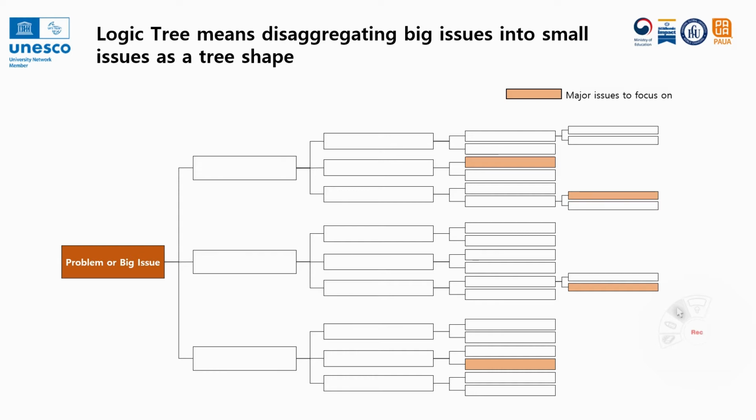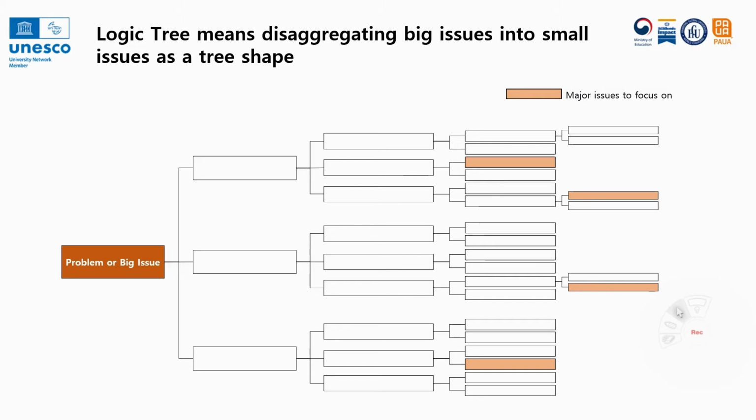Once you disaggregate the issues in the first level as 3 sub-issues, each one of the 3 issues may be divided into sub-issues one level deeper, right? And then you can iterate such disaggregation as deeply as possible. The entire set of disaggregated sub-issues looks like a tree shape. That's why we call disaggregating big issues into small issues a logic tree.